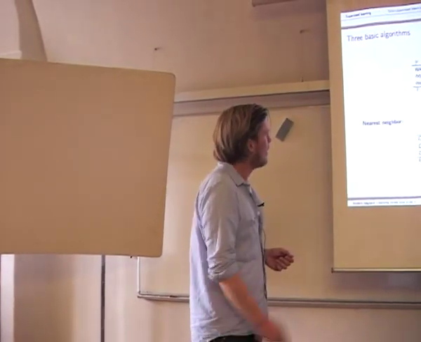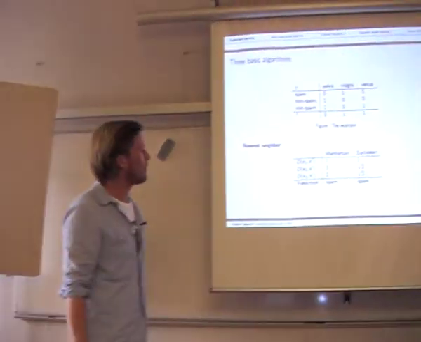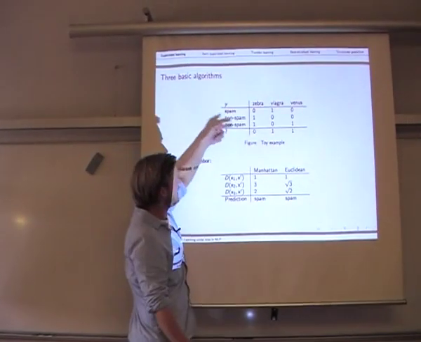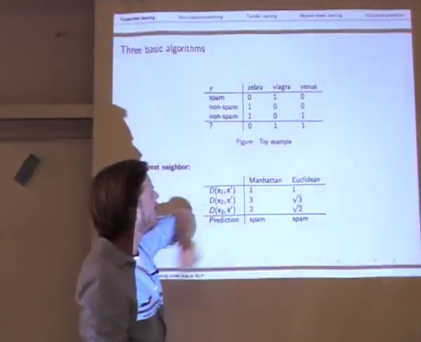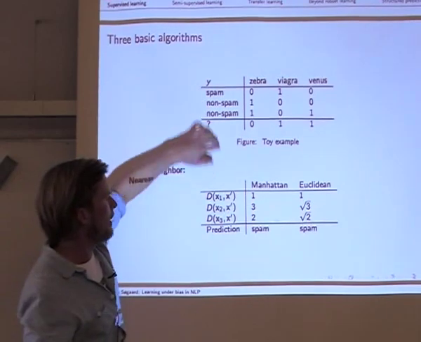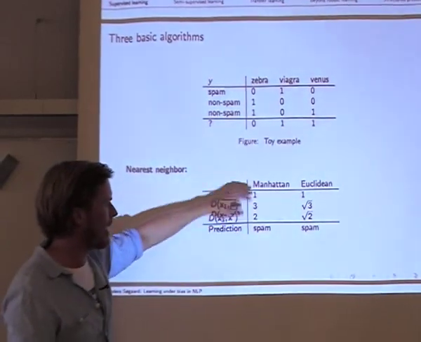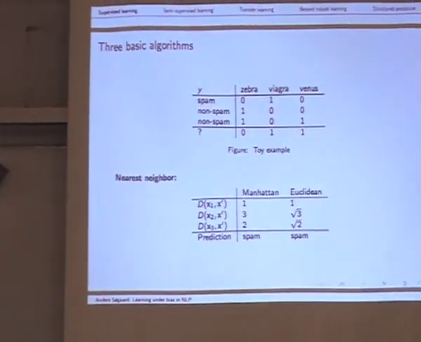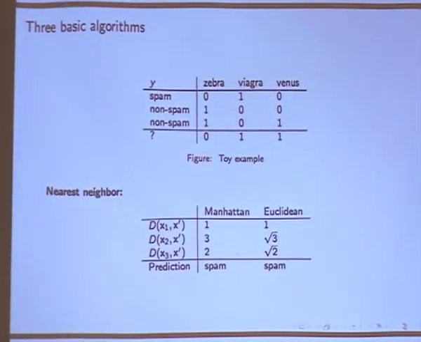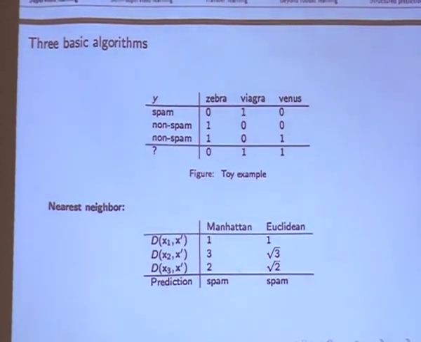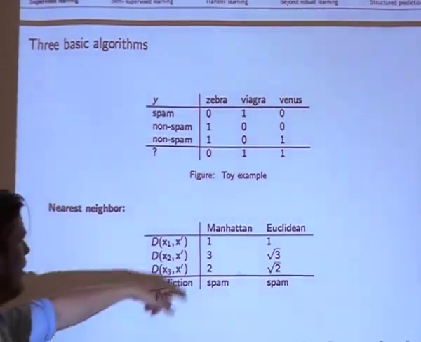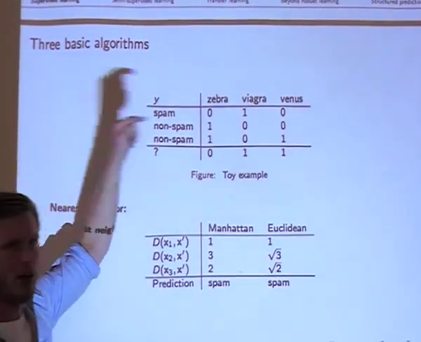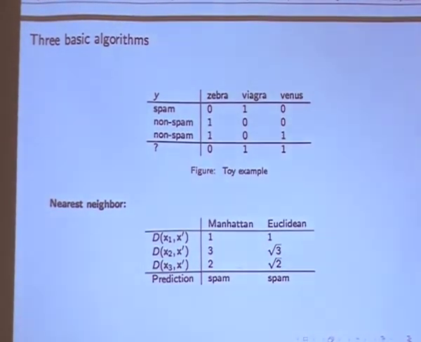Right, here's how nearest neighbor works. For this toy example, you compute the distance from the test data point 0, 1, 1 to these three. That's Manhattan distance-wise, or Hamming distance, it's 1, 3, 2, and you can also use Euclidean, except that in this case it doesn't really make sense. And you predict that the label of this data point is the label of the nearest neighbor, right? And you can go k nearest neighbor if you want to.